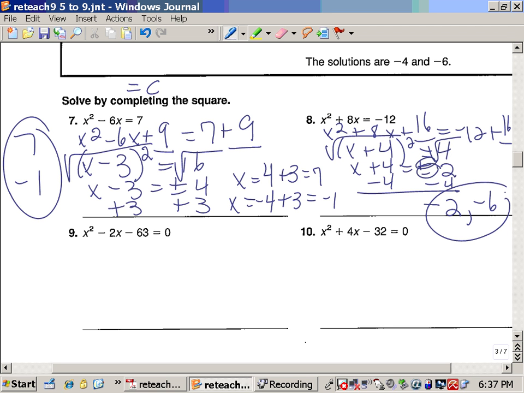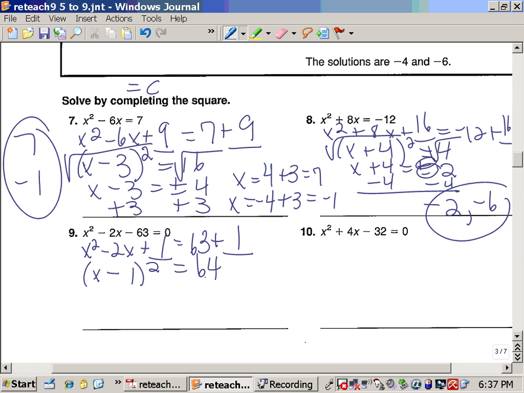Let's try number 9. It's not set up for complete the square, so I need to move the 63 to the other side. I'm going to leave a blank when I move it. And remember, when you add to complete the square, you always have to add to both sides. Now I need to take half of the negative 2, which is minus 1 squared, add 1 to each side.